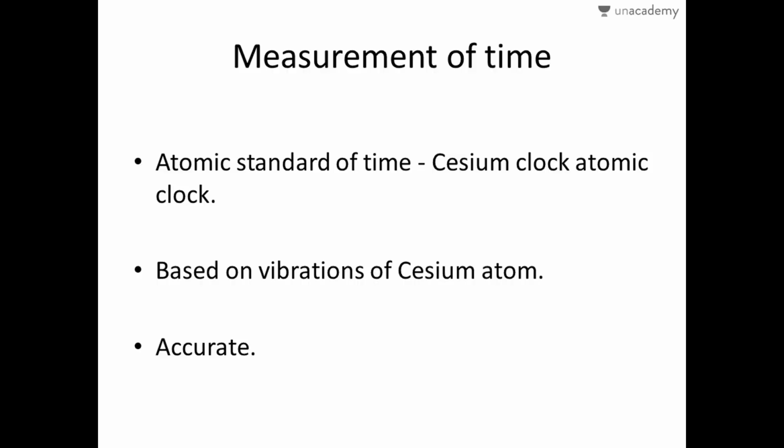Coming to the measurement of time, we now use an atomic standard of time, which is based on the periodic vibrations of the cesium atom. This is the basis of the cesium clock or the atomic clock. This is very accurate and so preferred by all.